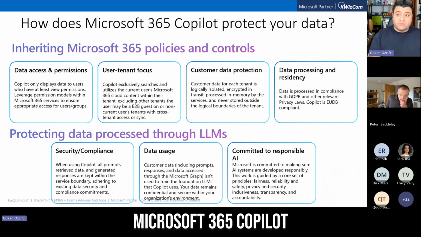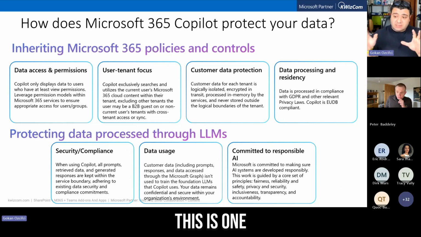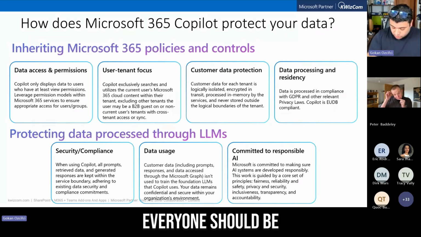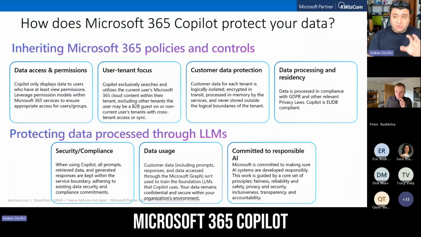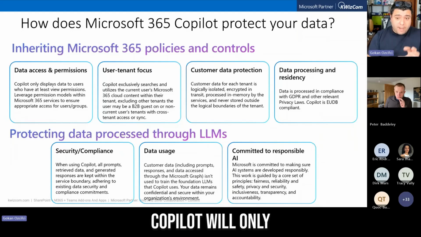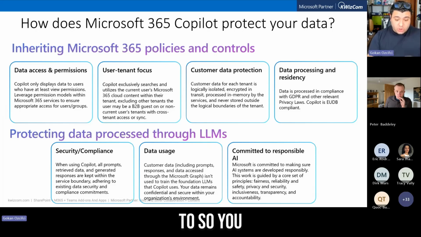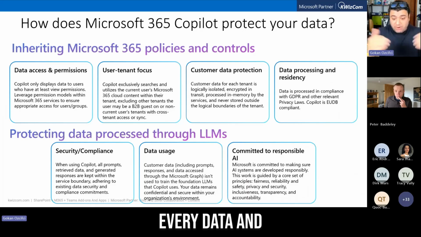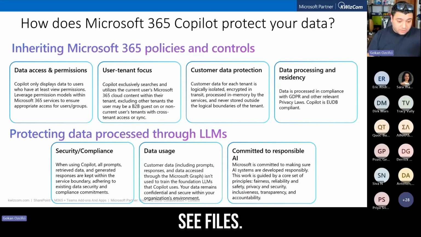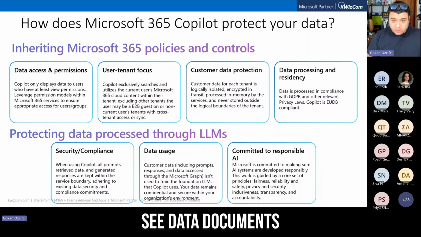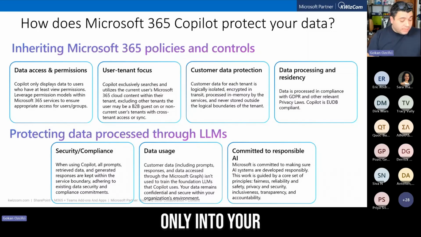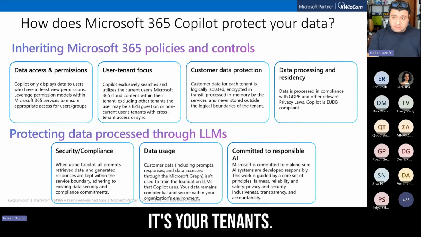Now, how does Microsoft 365 Copilot protect your data? This is one of the most important slides that everyone should be known as a C-level. Microsoft 365 Copilot, well, Copilot will only display data to your users who has the permissions to. So you will never see any data which you don't belong to. So don't think that Copilot will go to any data or every data and bring that response to you. No, you will only see files, you will only see data, documents where you have access to. And that data is only into your tenant. It's not somewhere else, it's not somebody else's tenant, it's your tenant.